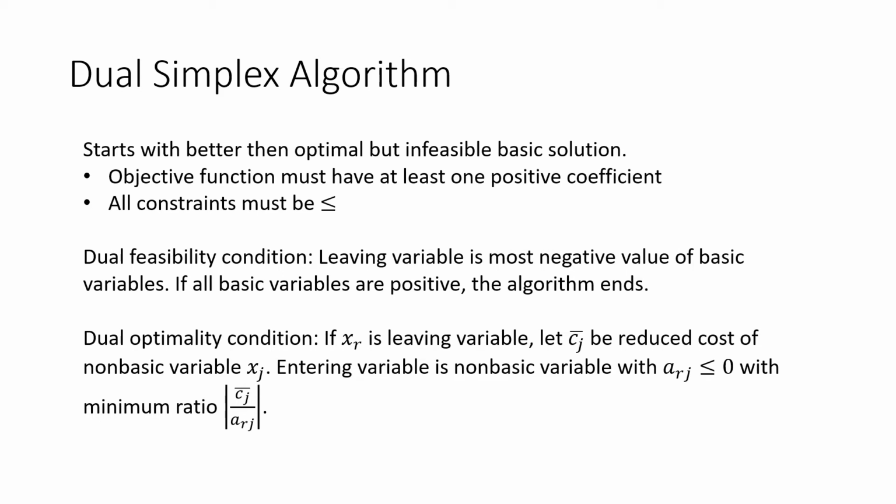A couple of conditions for it to work. The objective function has to have at least one positive coefficient. That's where you're dealing with a maximization problem, and all constraints have to be less than or equal to 0. So it's basically like the simplex algorithm. Here is how you choose, but let's see by an example how it works.